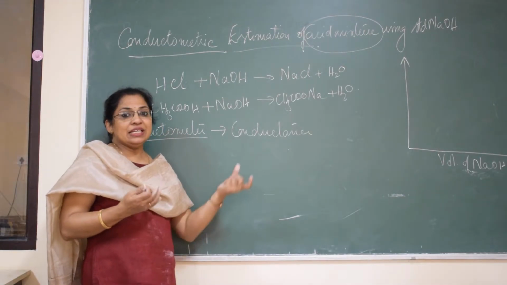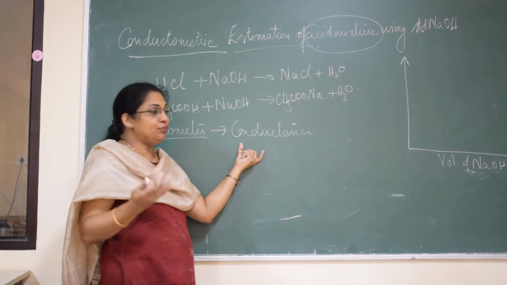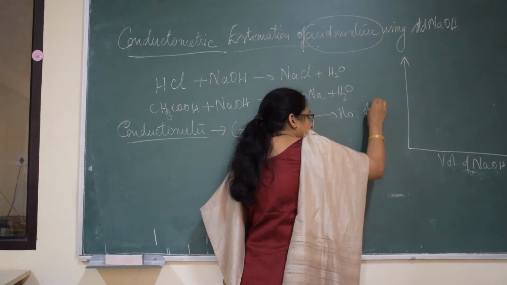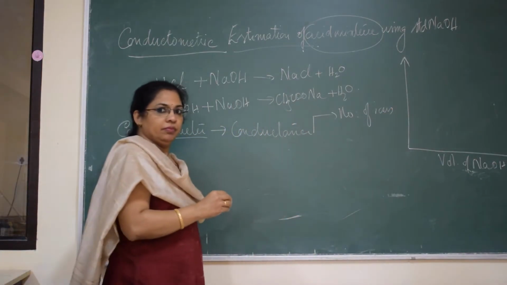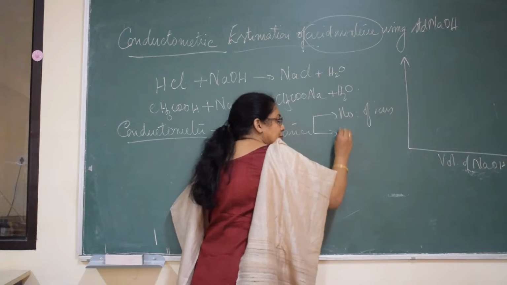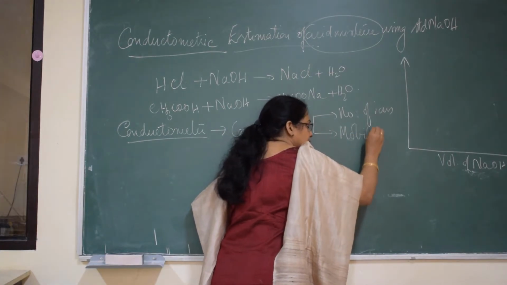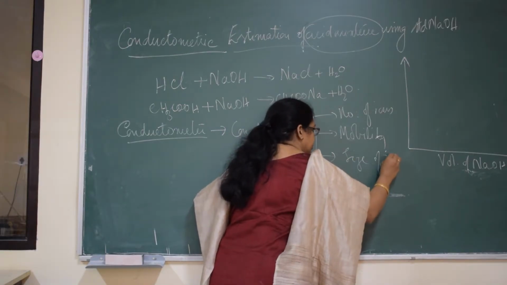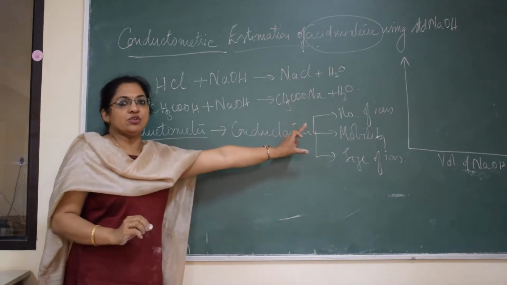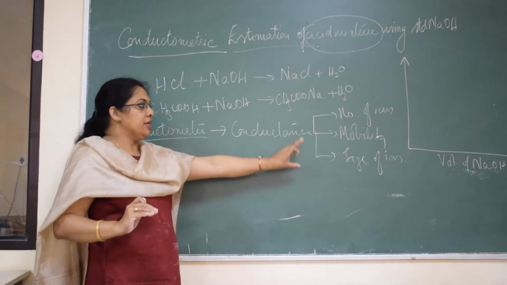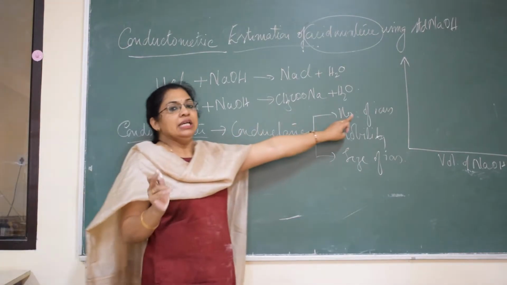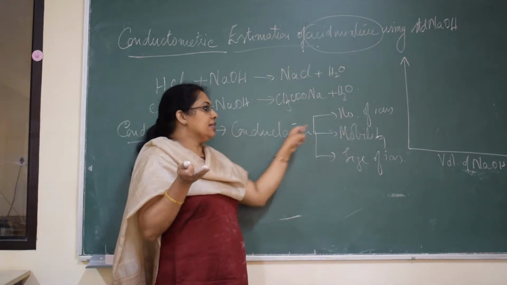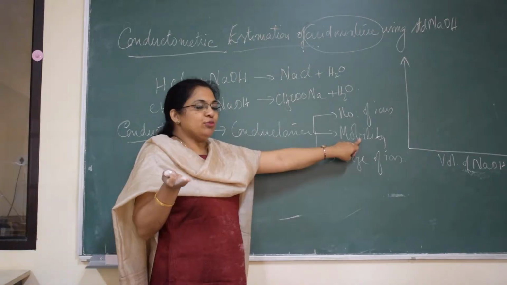Usually conductance depends mainly upon three factors. The first factor is the number of ions present. The second factor is the mobility of ions, and the third factor is the size of ions. These are the three main factors on which the conductance of any solution depends. Conductance of a solution depends upon the number of ions present. As the number of ions increases, what happens? The conductance increases.